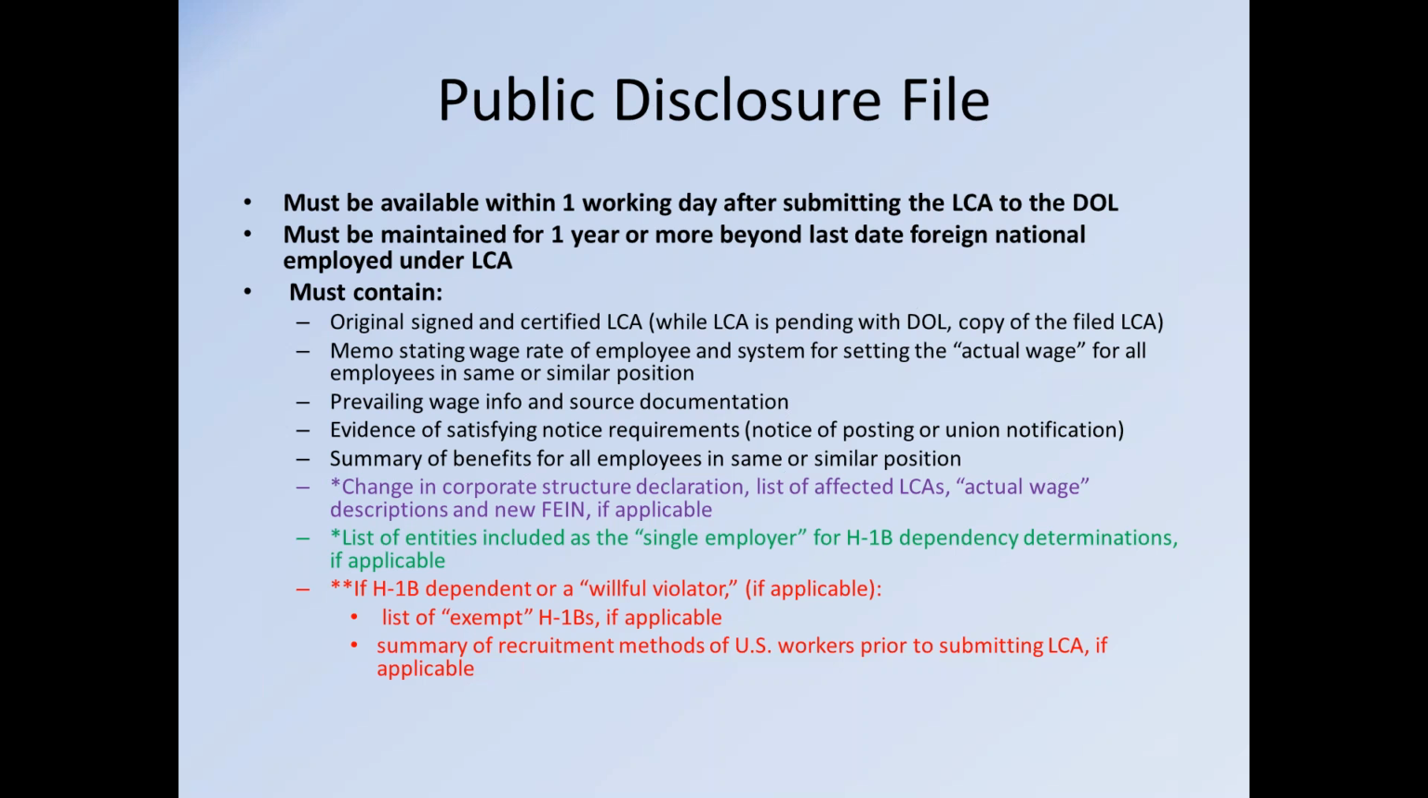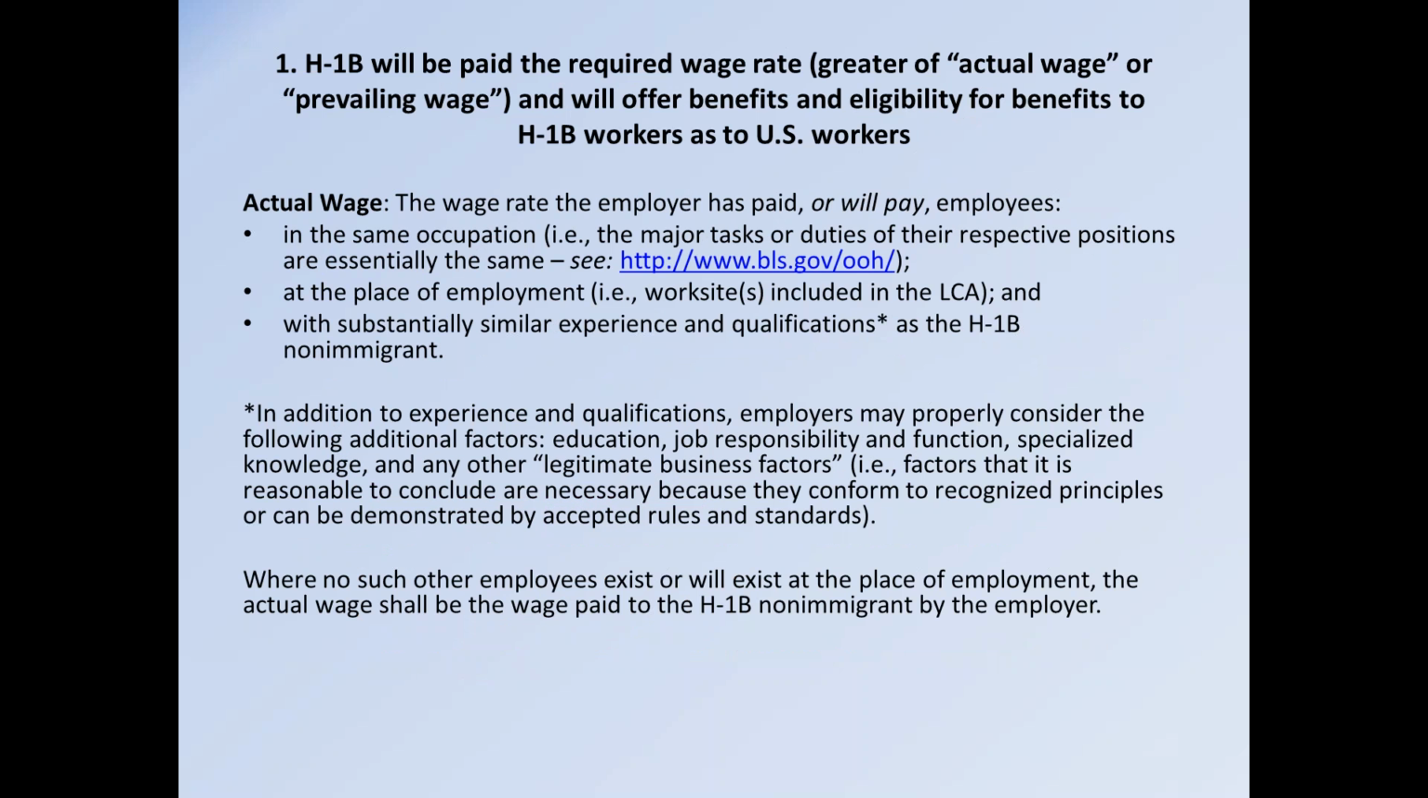If an H-1B dependent or willful violator is the case, then in the public disclosure file, you must also list the exempt H-1Bs, any of the exempted H-1Bs from that calculation, and then a summary of the recruitment methods of U.S. workers completed if necessary. As you might surmise from that, the consequences of becoming a willful violator or H-1B dependent are much more rigorous than is otherwise required in the H-1B program.